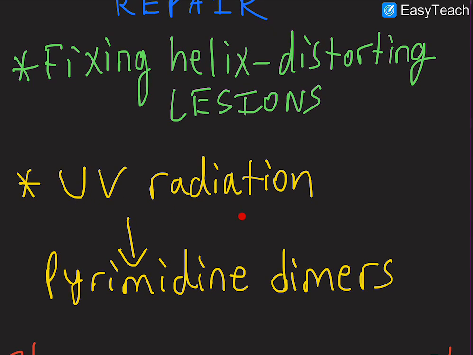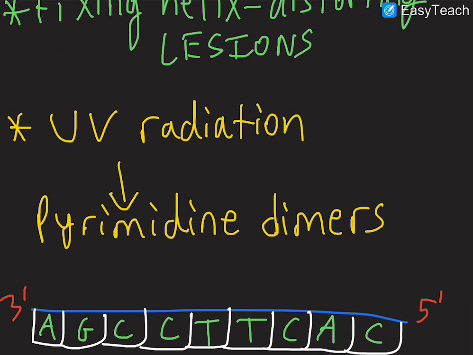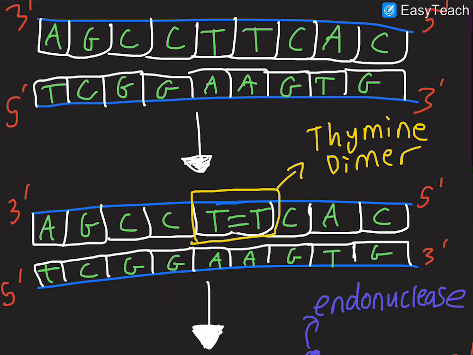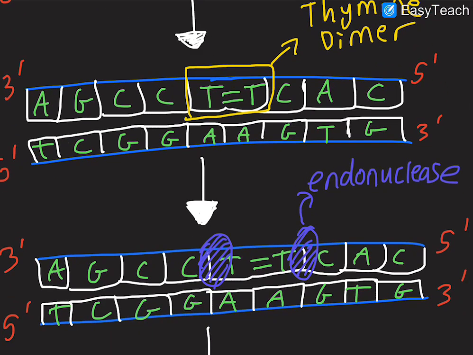So what happens is when your DNA receives UV radiation, you have the possibility of forming pyrimidine dimers. Thymine is one of the pyrimidines, so let's take thymine, for example. Let's say we have a double-stranded DNA, and we get some UV radiation, boom, right here. And then what does that lead to? Thymine dimers, which is a type of pyrimidine dimer. Well, what happens now? Now we have to fix this. This is a helix distorting lesion. It distorts the double helix.